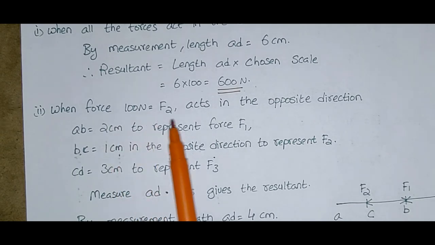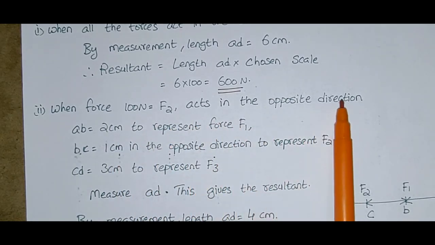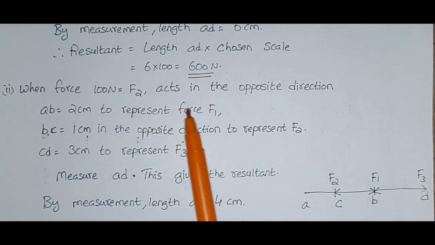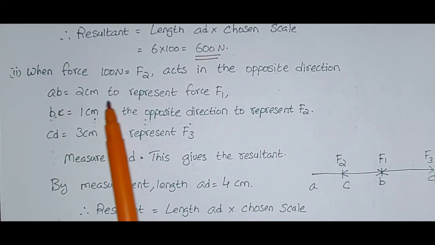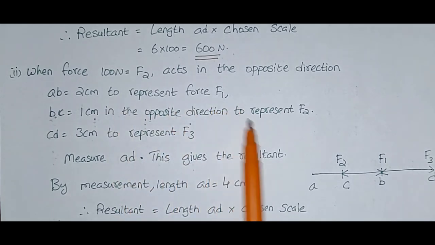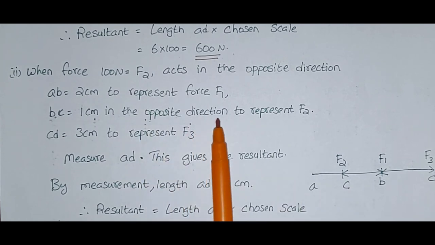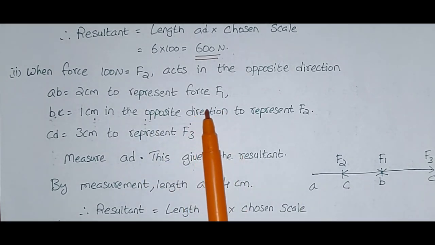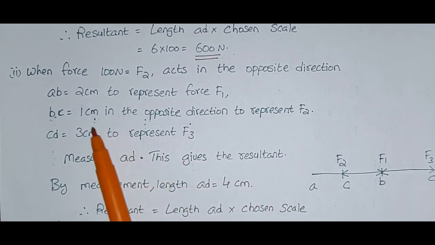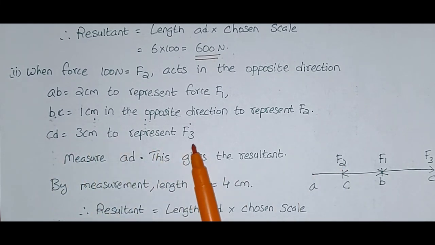When force F2, 100 newtons, acts in the opposite direction. AB is 2 centimeters to represent force F1. BC is 1 centimeter in the opposite direction. You have to remember this word, opposite direction. Then only you will not forget the procedure. 1 centimeter in the opposite direction represents F2. CD is 3 centimeters to represent F3. So measure length AD.